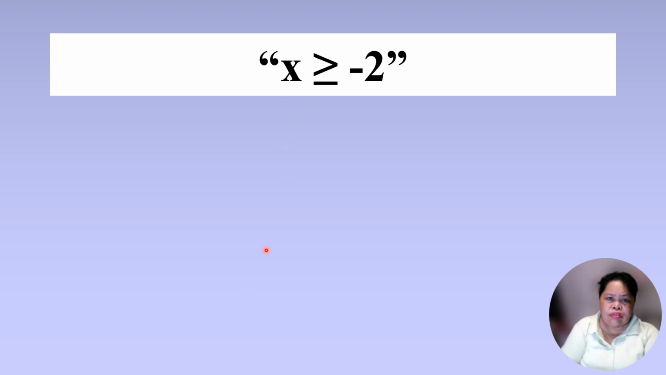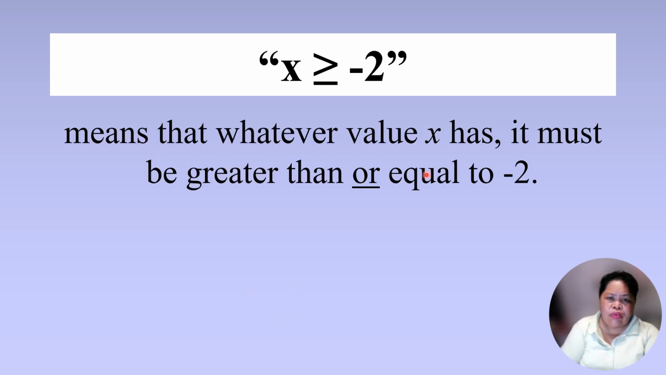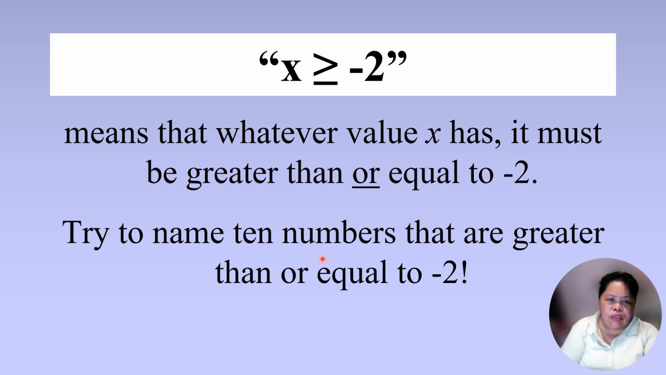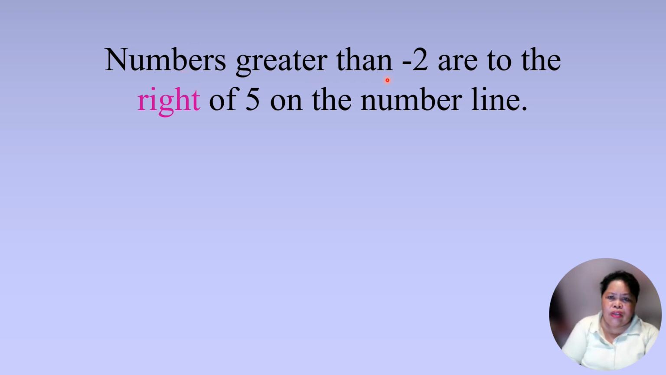So we have here x is greater than or equal to -2. It means that whatever value x has, it must be greater than or equal to -2. Try to name 10 numbers that are greater than or equal to -2. Numbers greater than -2 are to the right of -2 on the number line.